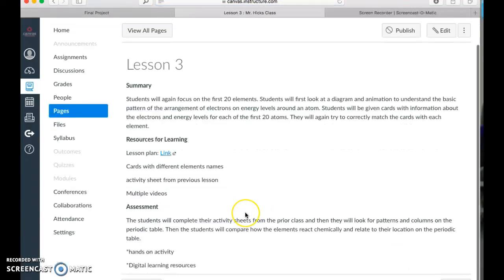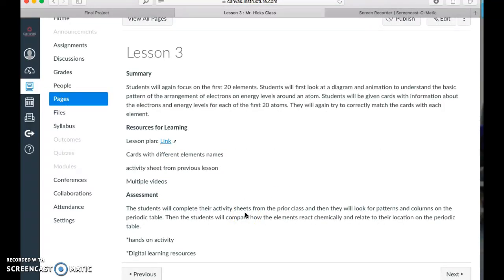For the third lesson, for the first standard, I used a hands-on activity and digital learning resources. And for this lesson, the students were still focusing on the first 20 elements, and they were looking at a diagram. And for the assessment, the students were to complete their activity sheets from the prior class, and they were looking at patterns and columns on the periodic table. And then they were comparing how the elements react chemically and relate to their location on the periodic table by also looking at a variety of videos.